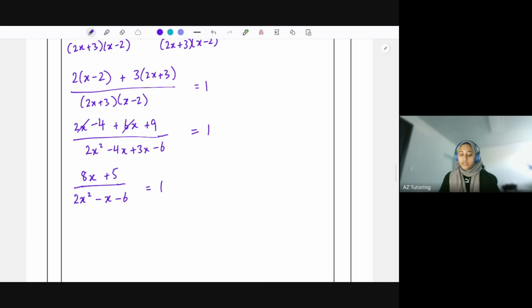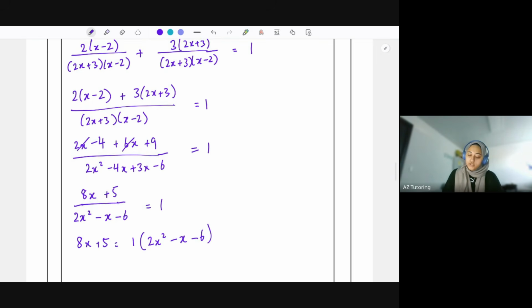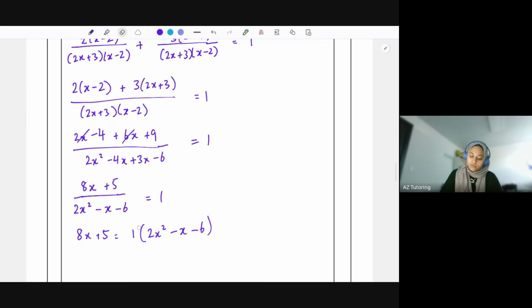Okay, so now that we've got a denominator on the bottom that we don't want, we want to bring that to the top. So we're going to times this up to here. So we get 8x plus 5 equals 1 times 2x squared minus x minus 6. Now, 1 times all of this just leaves it the same, so I'm just going to get rid of that 1 times. We don't need that. 1 times the bracket would have just left it the same anyway.